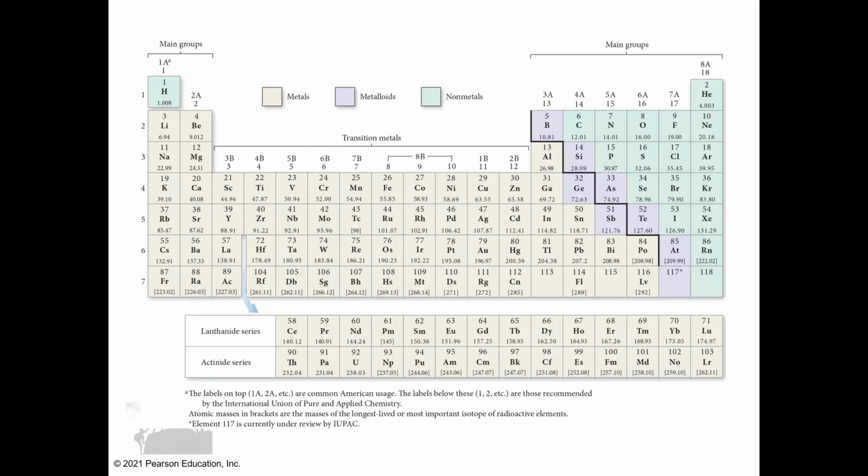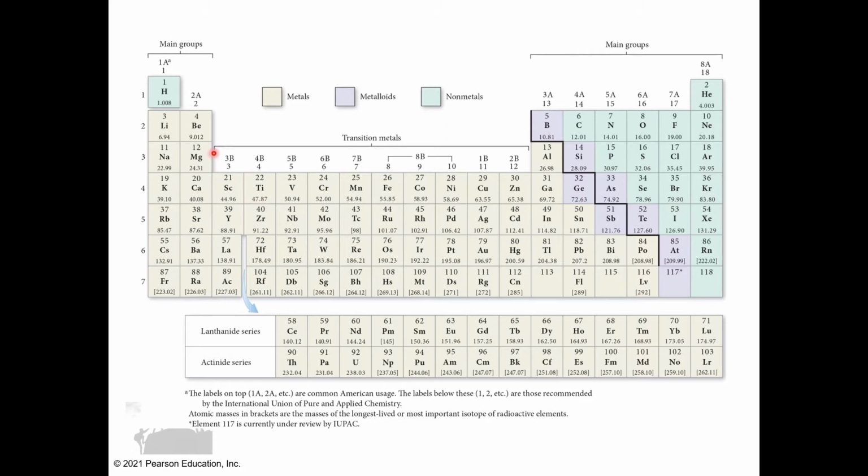Here's our periodic table. We're going to have to do a few things to it just so we can understand how to write out the electron configurations. So we're going to take helium and bring it over to the left-hand side right next to hydrogen.